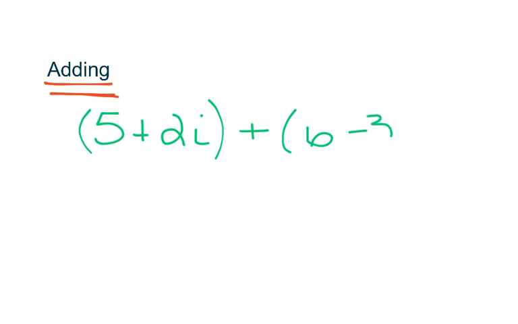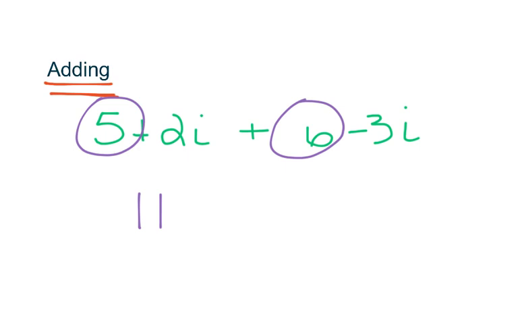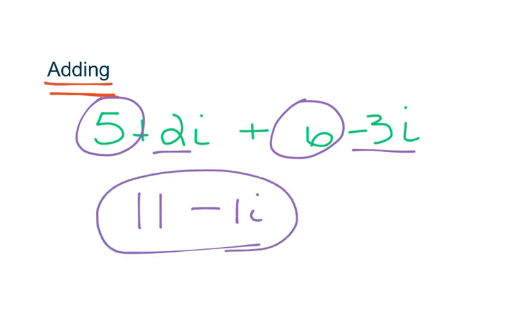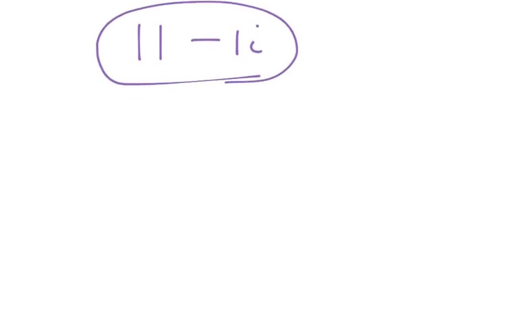Alright, moving on. Again, adding. So if I have, say, 5 plus 2i plus 6 minus 3i. This works just as you may suspect. Again, we don't need the parentheses here. They can be disappearing. And the whole numbers, or the real numbers, go together, which is 11. And the imaginary numbers go together, so this is negative 1i. And that's how adding works. Real numbers and real numbers, and imaginary go together.